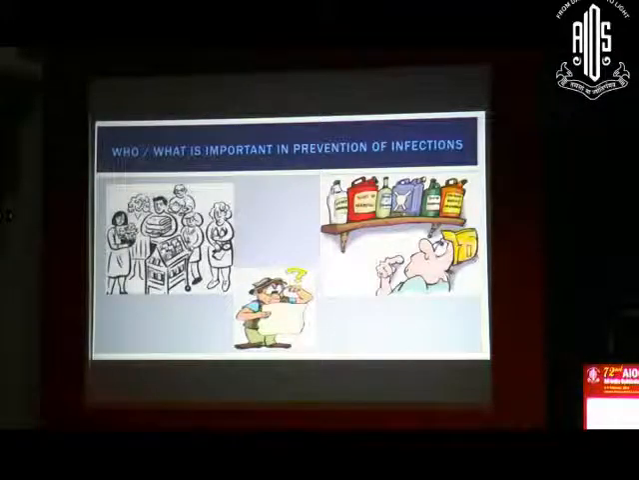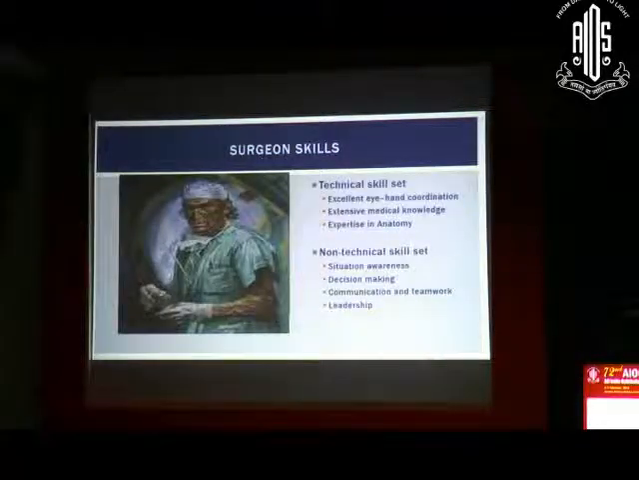So what is important? Prevention of infections: men, machine, or the materials. Apart from overseeing all these things, as a surgeon, we all possess good eye-hand coordination, extensive medical knowledge and expertise in anatomy. But as a surgeon, you also need to possess this non-technical skill set, situation awareness. You need to be the decision maker of the data, mechanisms and protocols. You have to communicate with your team and offer a leadership position.